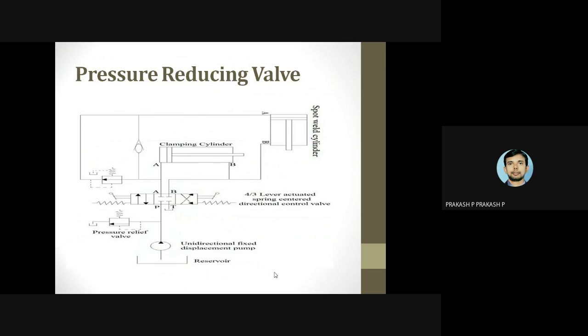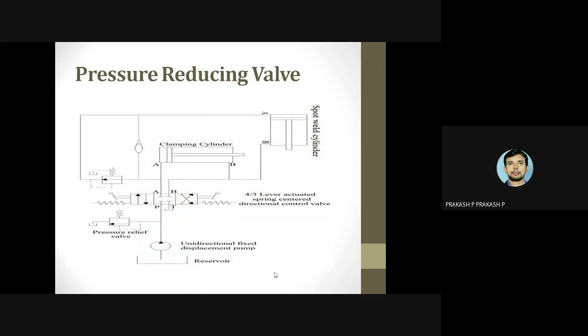So this happens for extension of the clamping cylinder and spot weld cylinder. When we activate the lever at the right hand side, the fluid flow happens from B to B. The oil at the rod end of the cylinder helps it retract. Whatever oil is at the head position of the cylinder will be stored into the tank, that is A to T. You can see how the spot weld cylinder will be retracted.